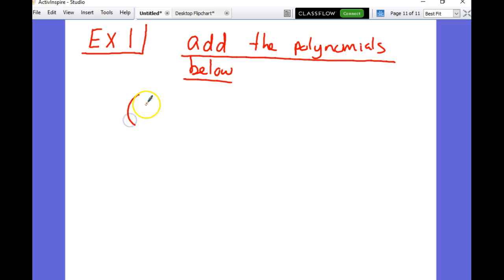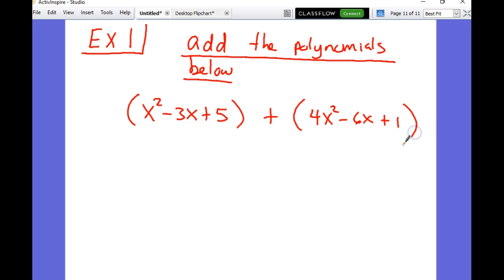Okay, so let's say I have one polynomial, x squared minus 3x plus 5, and I want to add to it another polynomial, let's say 4x squared minus 6x plus 1. Go ahead and write that down.